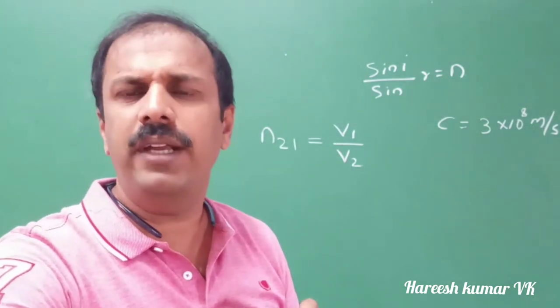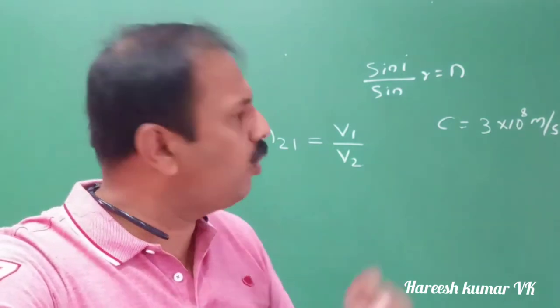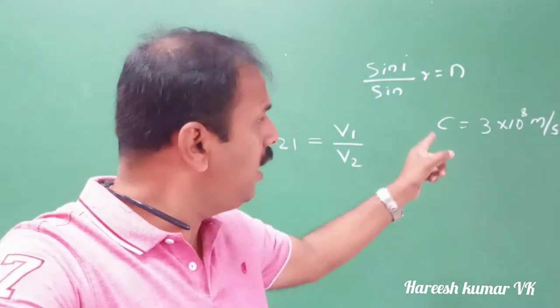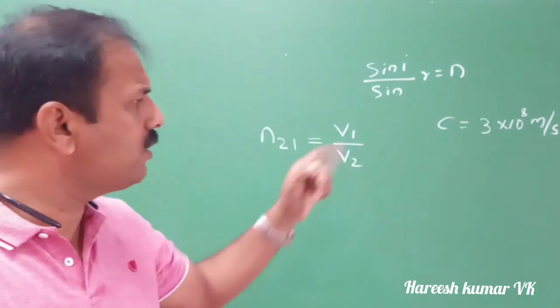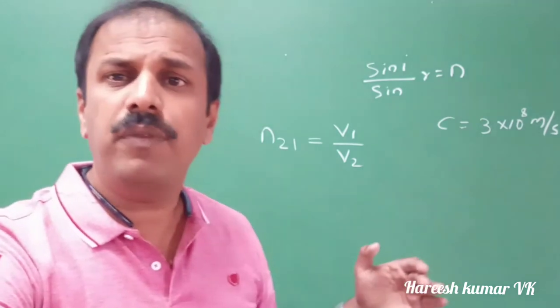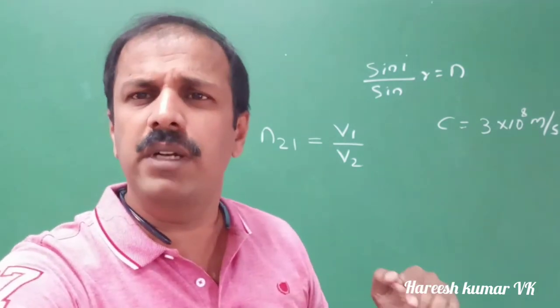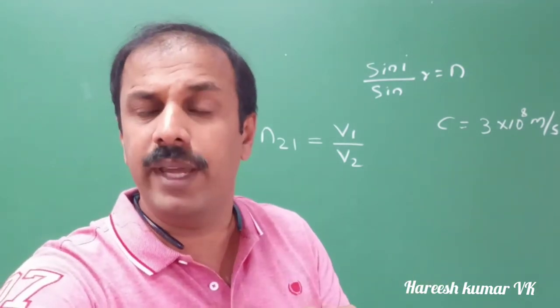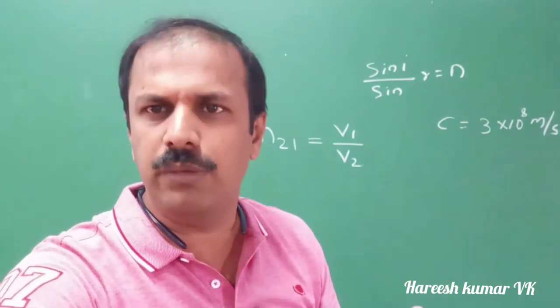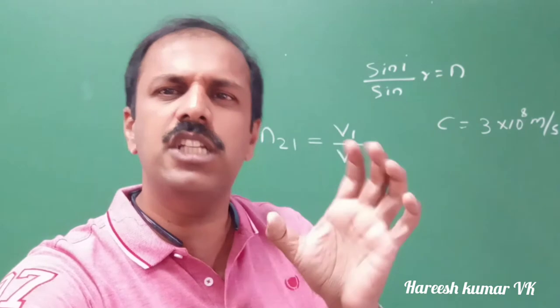And the speed of light in air is also almost the same, with a very small difference. So in air also we can take almost 3 × 10^8 meters per second. The speed of light in vacuum and air we will take as almost the same. Exactly it is not the same; the speed of light is a little less in air compared with vacuum, but that change is negligibly small.